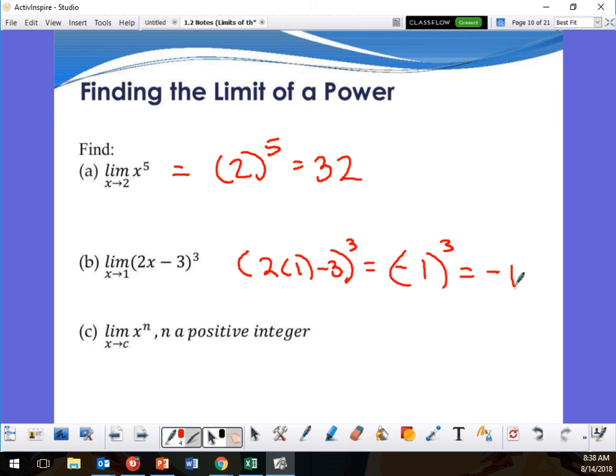Limit as x to the n, where n is a positive integer. Positive, that's important. Okay, can we just write out what this would be? It'd be what? c to the n. Right? So no matter what my positive integer is here, it's going to look like that, right? To whatever number I take that to.